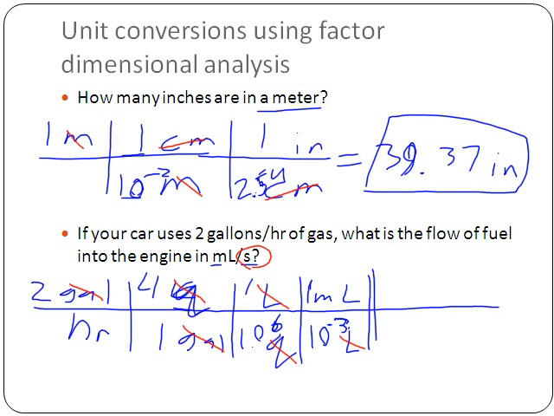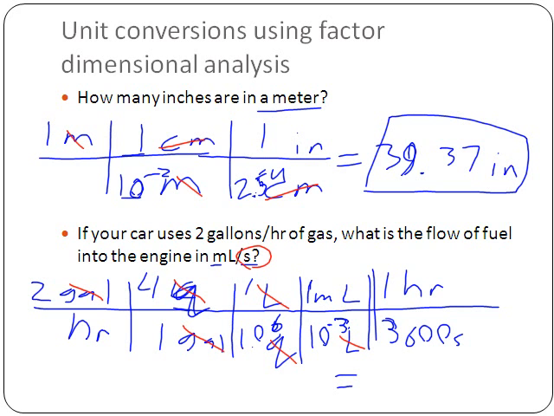So here we want to get rid of hours. Since hours starts out on the bottom, to cancel it, we have to put hours on top. And once we've got hours there, we now want to figure out how to get from hours to seconds. Well, fortunately, that's a pretty easy one. We can go from hours to minutes, minutes to seconds, or since there are 60 minutes in an hour and 60 seconds in a minute, it's basically 60 squared. And so 60 squared is 3,600. So we have 3,600 seconds in 1 hour.